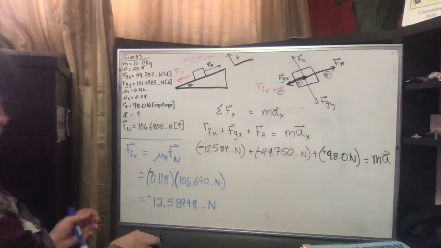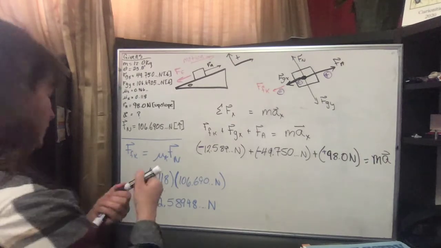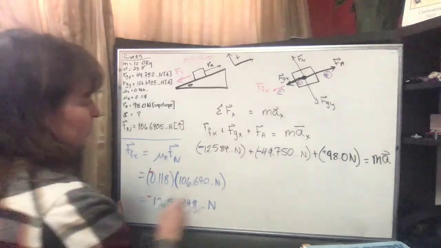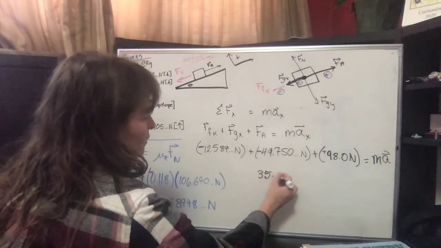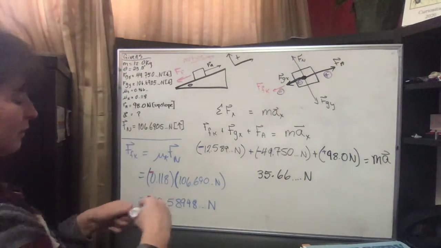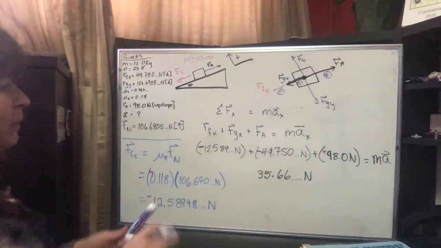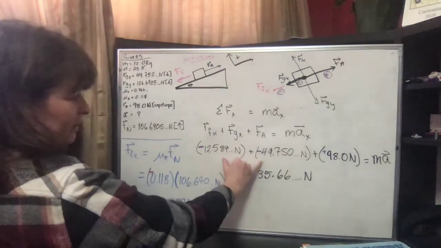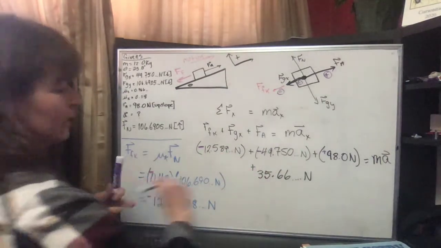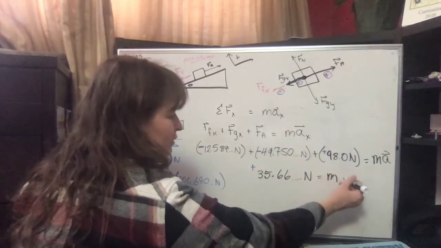And I should get 35.66 yada yada yada newtons. And the difference there is a positive one. 98 is bigger than both of these together, so it should be positive, which it is. And that'll be equal to mass times acceleration.